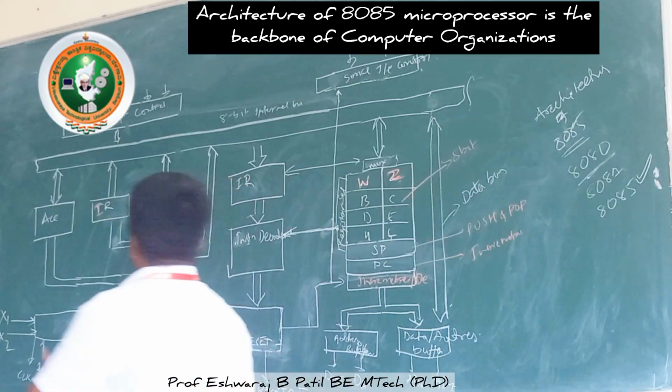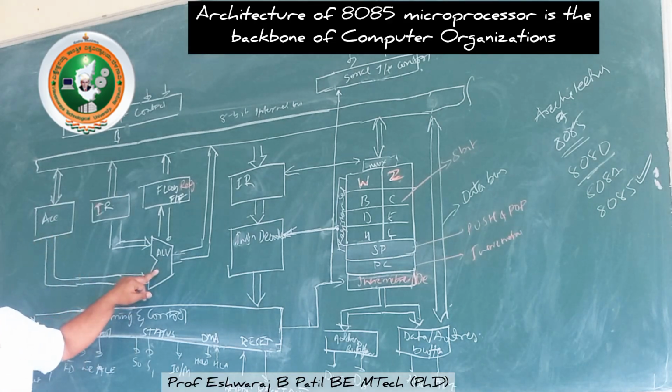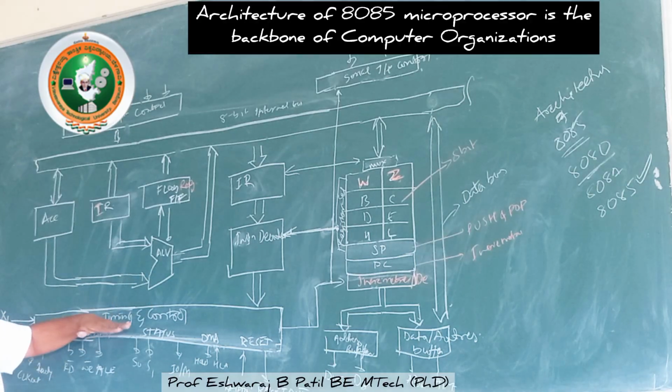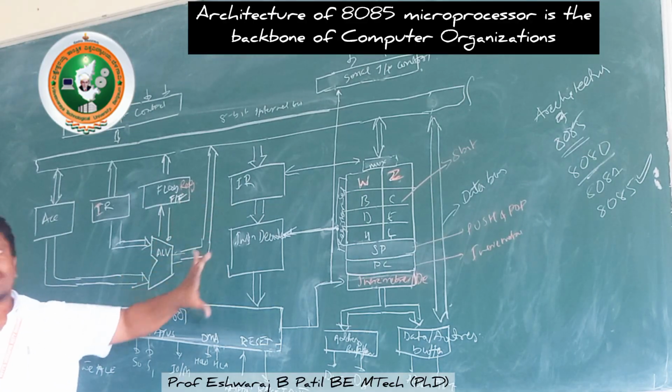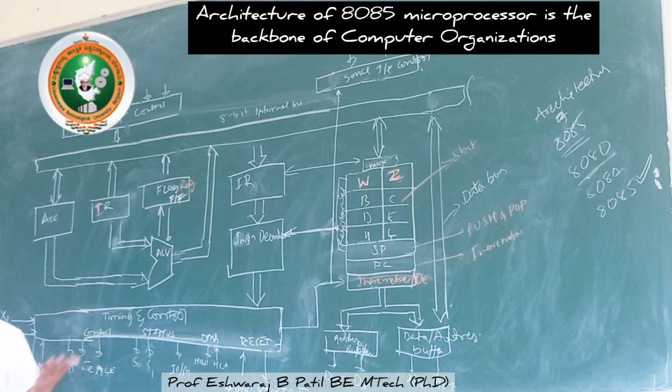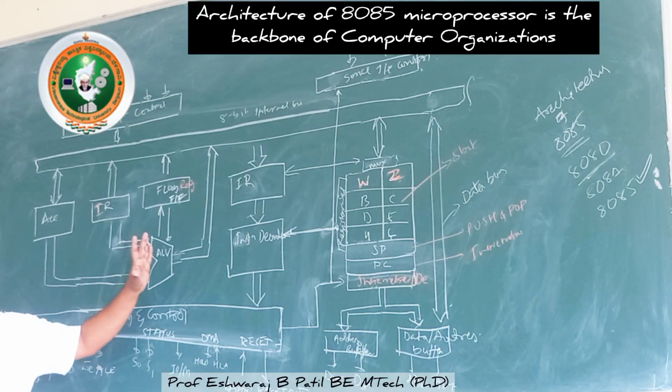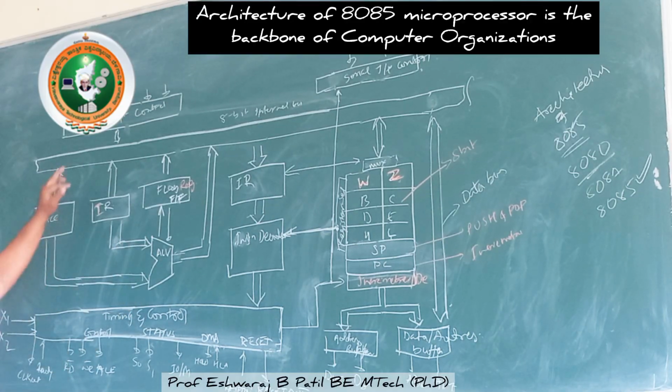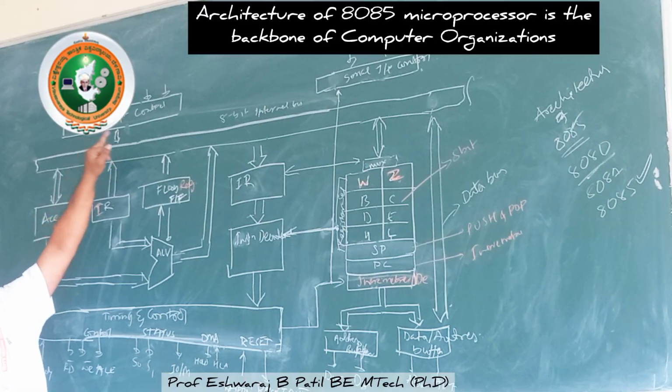Also here is the arithmetical logical unit. It will perform the arithmetical logical operations. This is the timing and control unit. This is the main box, the main control unit. It only controls our complete architecture, the complete processor. It is the control unit, and it will control all the parts of our processor. Also there is the interrupt control. There are some other interrupt controls.